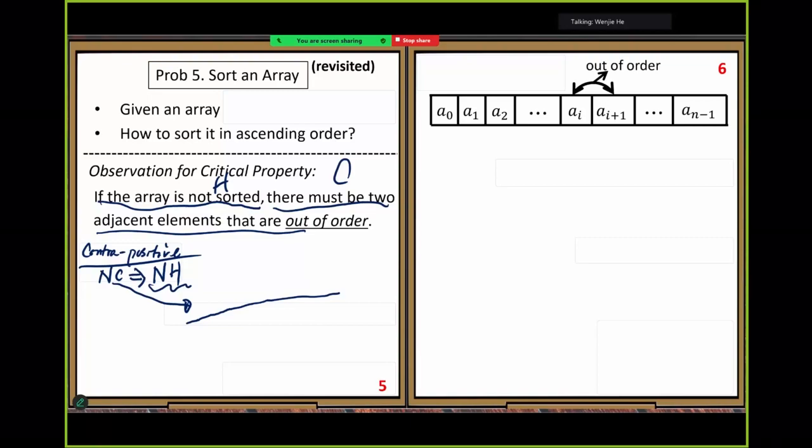If you get a contradiction, that means the conclusion is correct. So when the array is not sorted, the conclusion must be correct. That's the contrapositive method. So we see it by the contrapositive method.